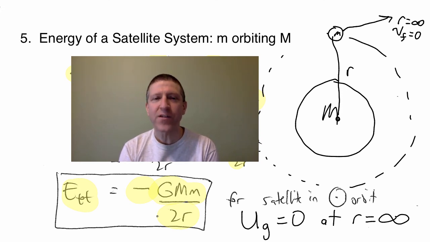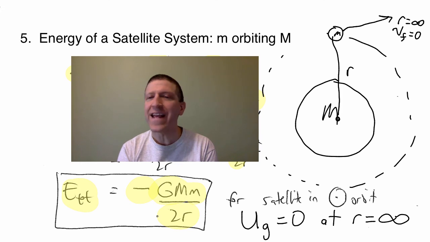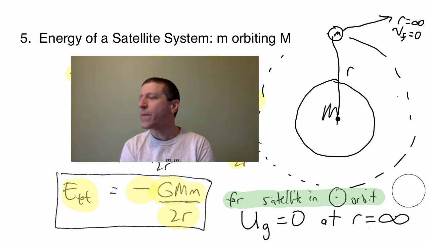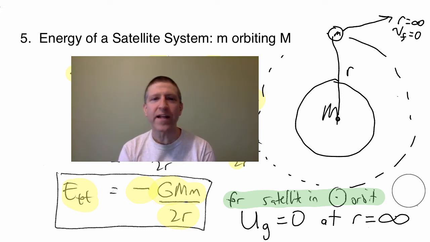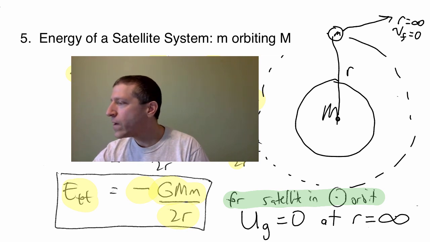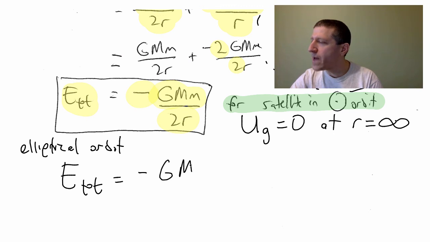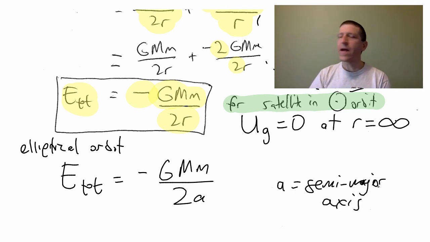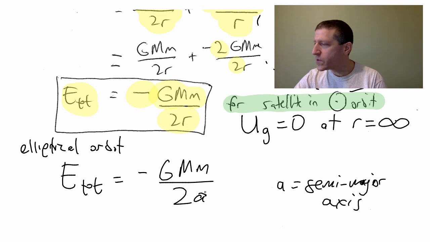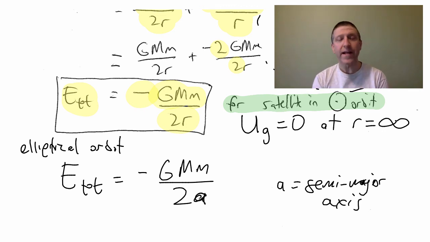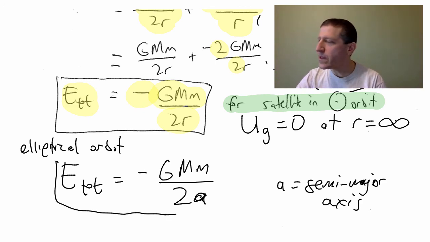This only works for satellites in orbit. It doesn't work for a satellite that's not in orbit. It doesn't work for any other masses anywhere else in the universe, but it is very convenient for a satellite in a circular orbit. If you have a situation where it is an elliptical orbit, though, you can use this. That would be negative G big M little m over 2a, where a is the semi-major axis. So anytime you see an R, you can pretty much substitute a, which is the average radius for an orbiting planet, even if it's an elliptical orbit. So we may need this if we're dealing with elliptical orbits.